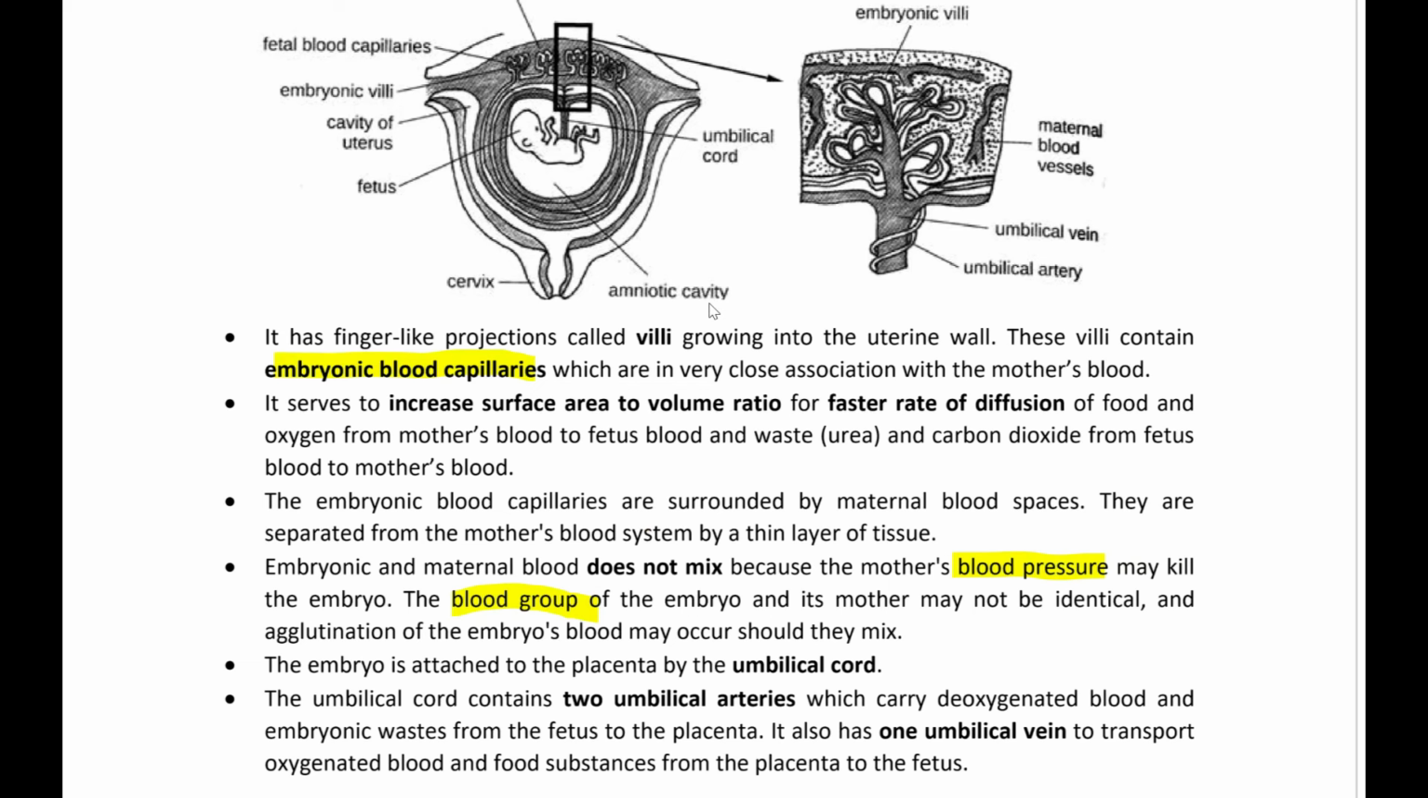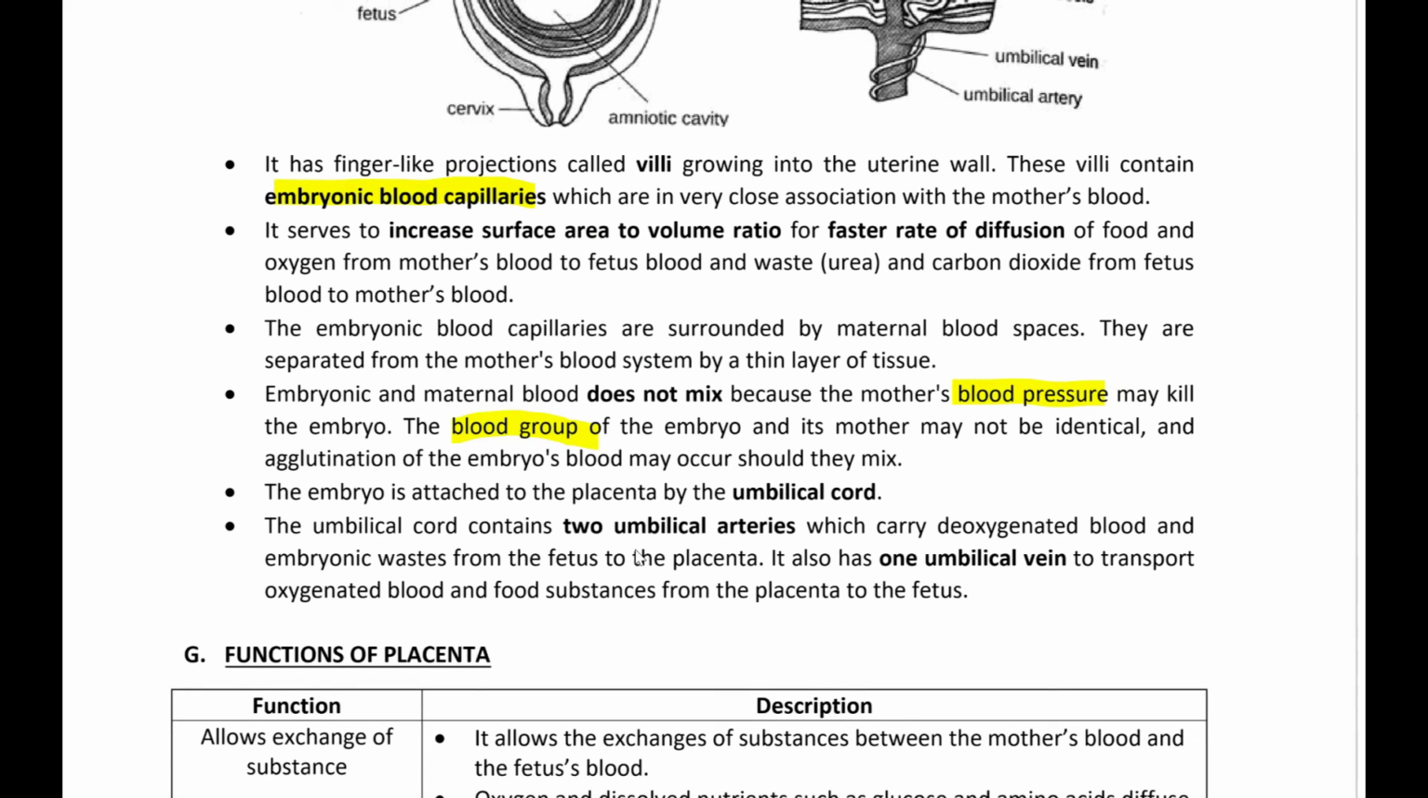So the umbilical cord, do take note of this. Two umbilical arteries. Artery means away. So the umbilical arteries come from the fetus, carrying embryonic waste from the fetus to the placenta and to the mother. The umbilical vein is only one, containing oxygenated blood and food substances from the placenta, that means from the mother to the fetus. It's more important to carry waste away as fast as possible, which is why you have two umbilical arteries.